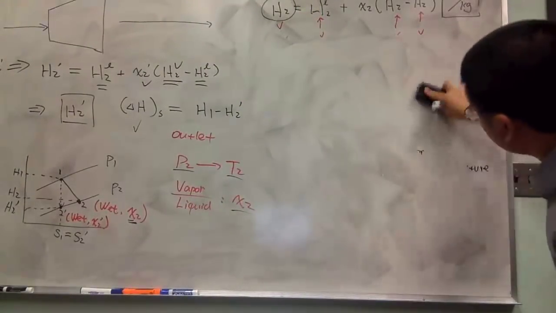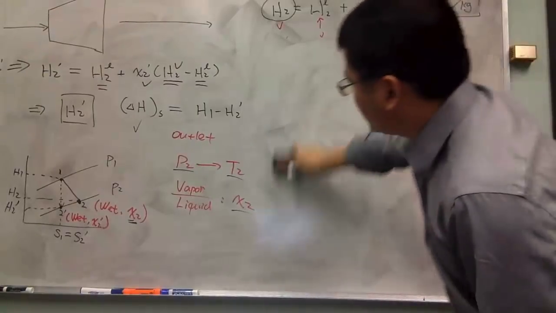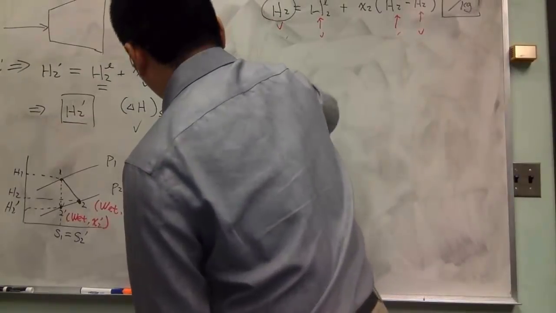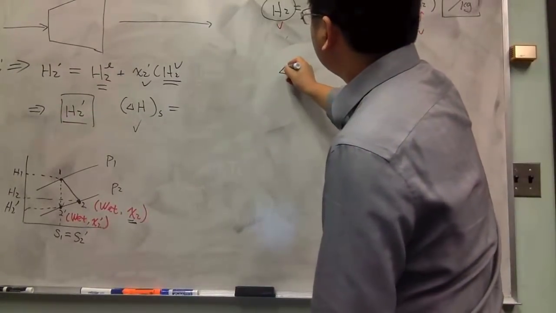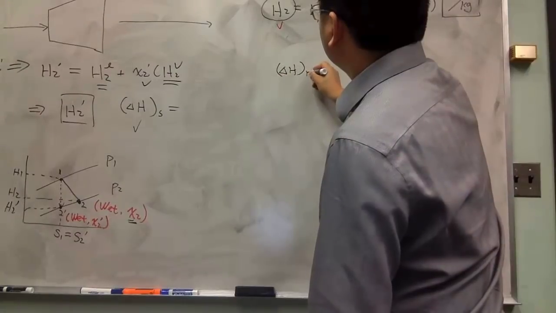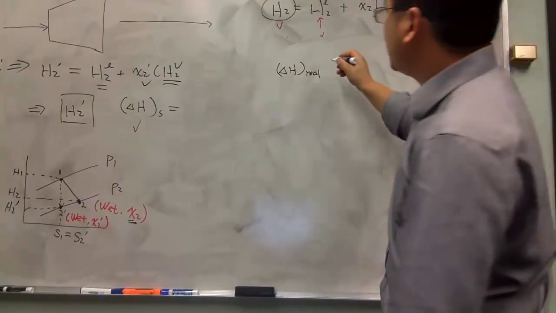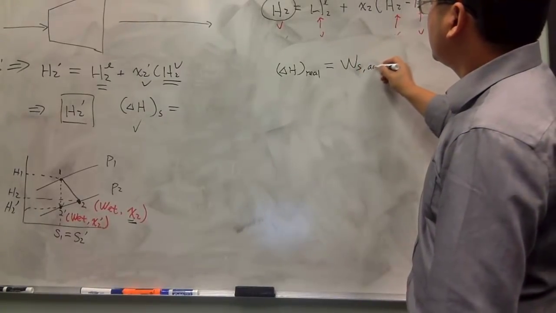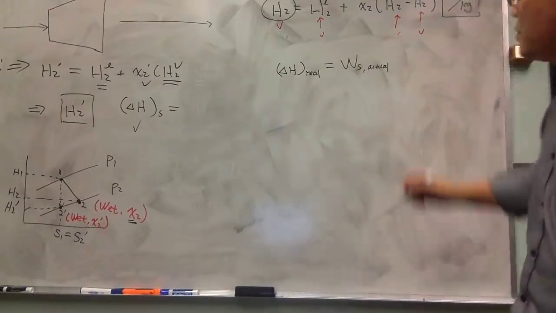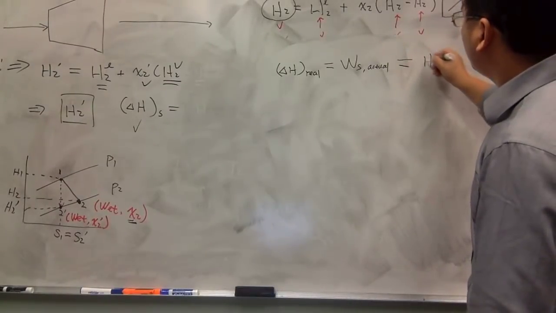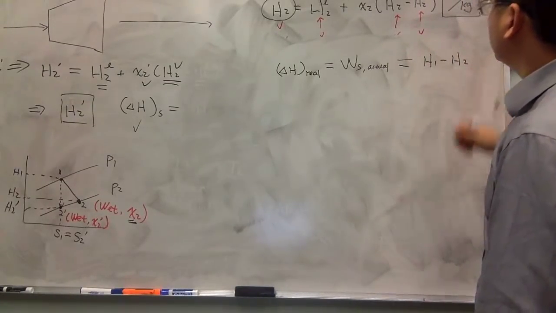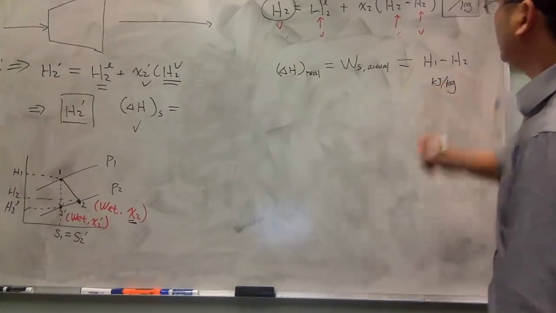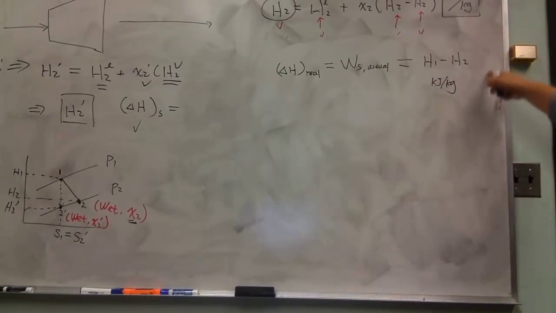This H2 is the actual enthalpy of the final state. Therefore, I know delta H real, which is the actual shaft work. Yes, H1 minus H2 in the unit of kilojoule per kilogram from the calculation, right?